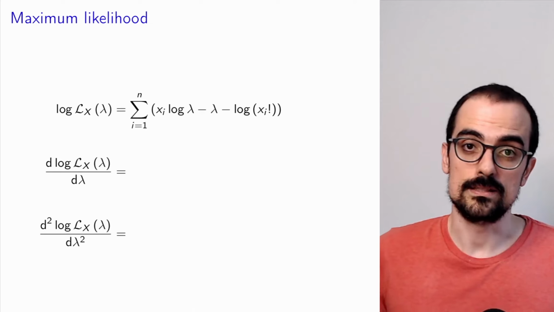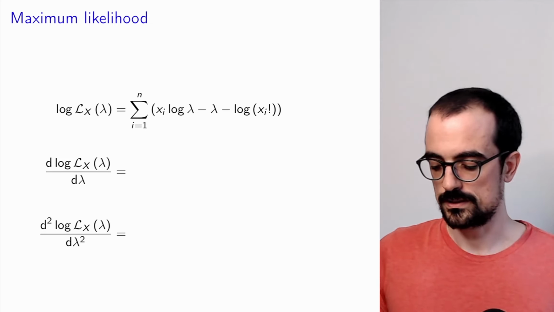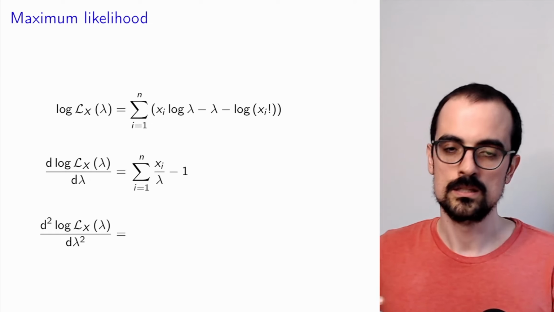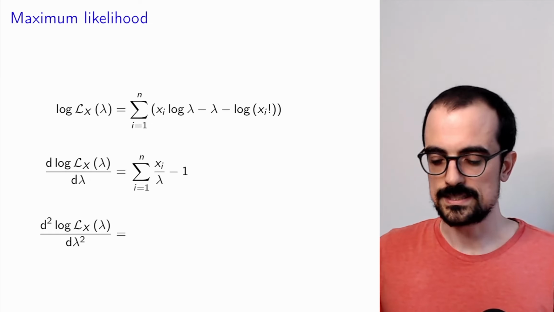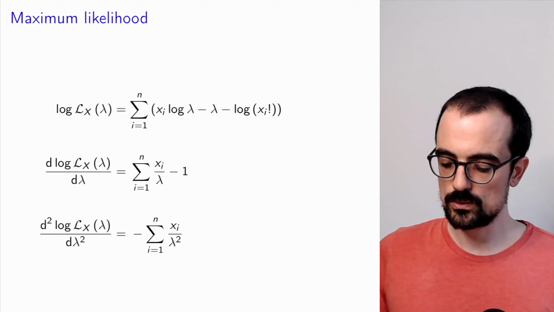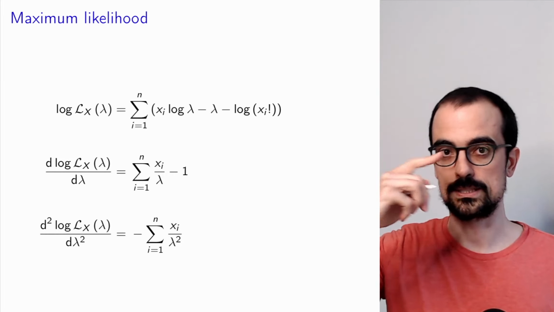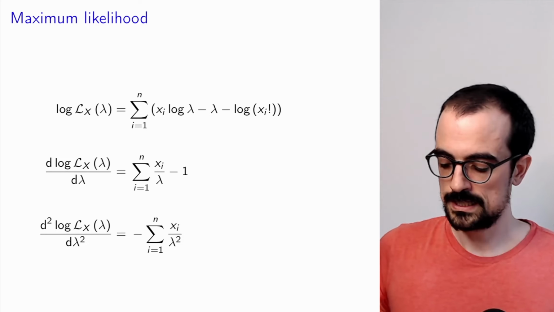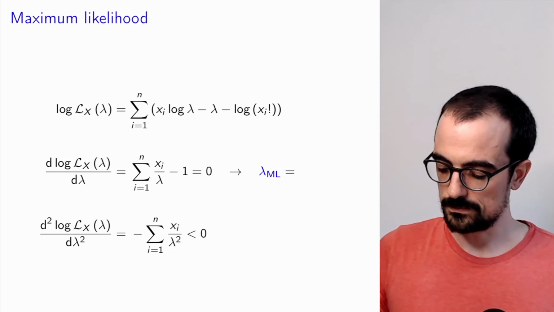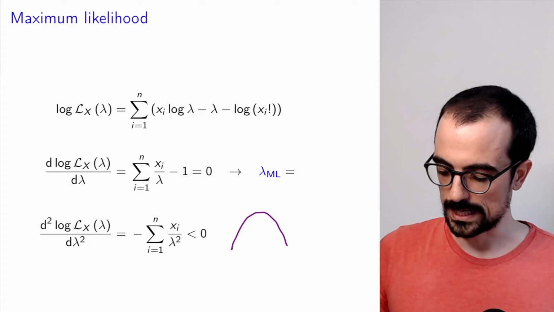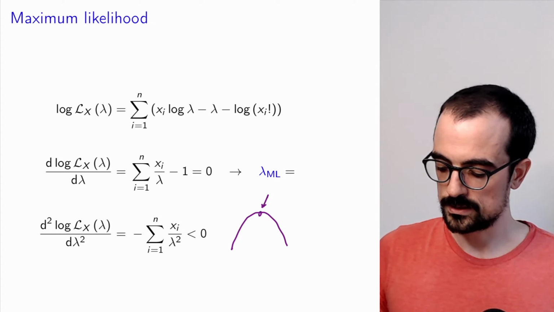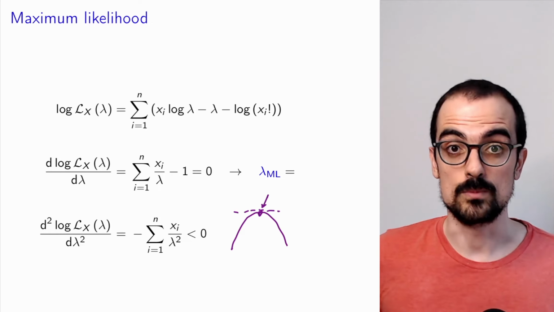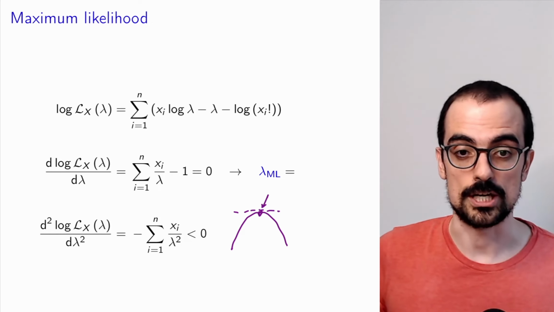First, we take the first and second derivative. The derivative of log of lambda is 1 over lambda. The derivative of lambda is just 1. That's the first derivative. The second derivative is equal to this because the derivative of 1 over lambda is just minus 1 over lambda squared. This is negative. That's really good news because it means that the function is concave. So we can look at where the derivative is 0, and that will give us the maximum, the lambda that maximizes this expression.